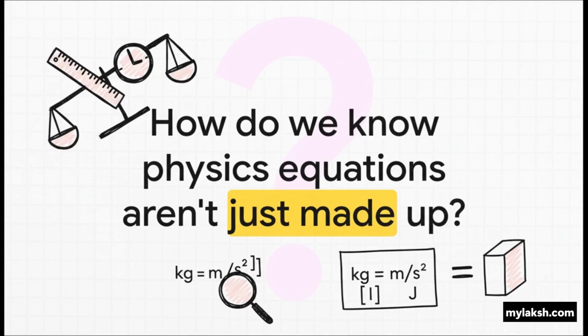So yeah, how can we be so sure that an equation like E equals mc squared isn't just a random jumble of letters? I mean, what's stopping someone from just writing E equals mc cubed, right? The answer is this incredibly powerful tool that's like the ultimate fact checker for the laws of physics.